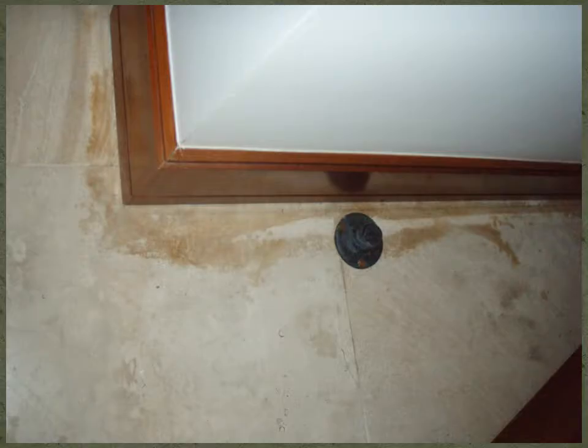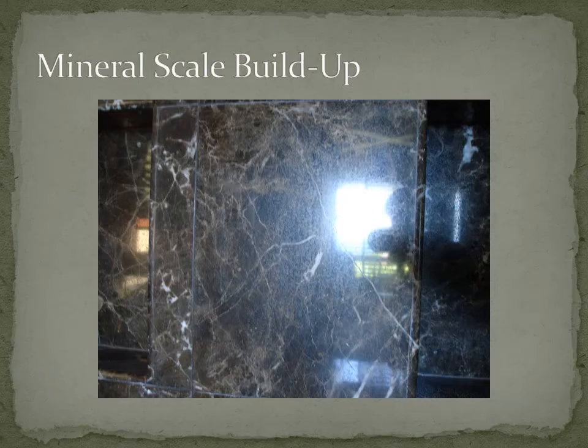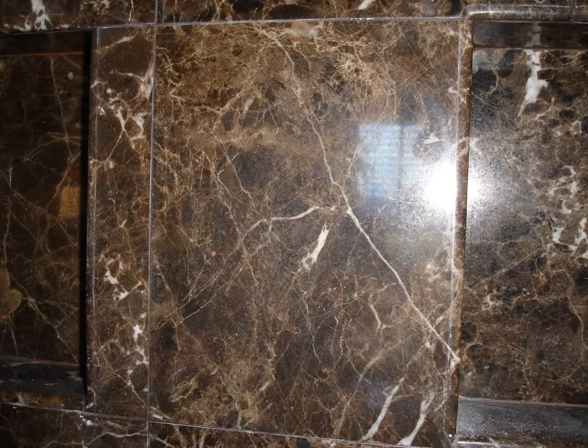Same problem, different area of the house. This is a mineral scale buildup in a shower, dark emperador shower walls. And we're going to cover how to deal with that in a later chapter. And this is a little bit more. You can see inside the recessed area of the niche where it's really, really bad.